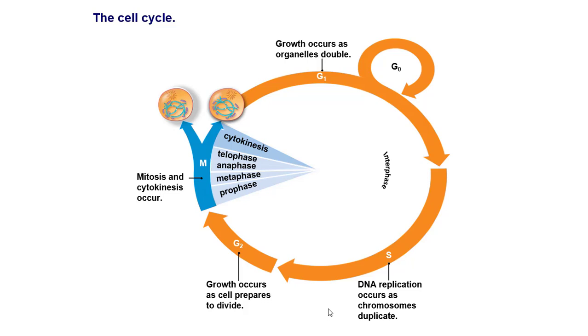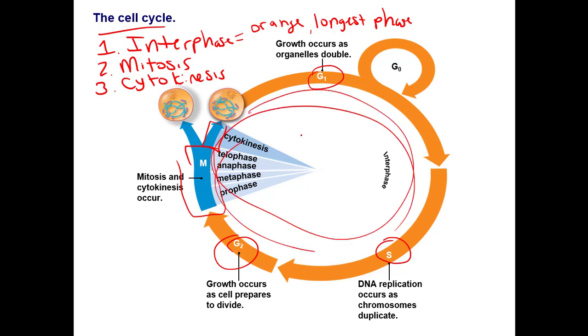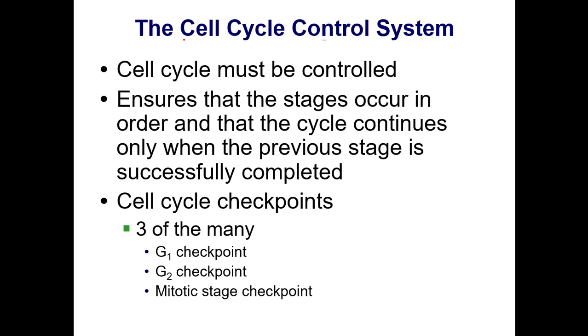Now, your cells aren't just constantly circling in these stages. They have to be really controlled. Your cell's normally waiting to enter G1. So there's something called the cell cycle control system, which controls whether or not your cell is going to divide or it's not going to divide.